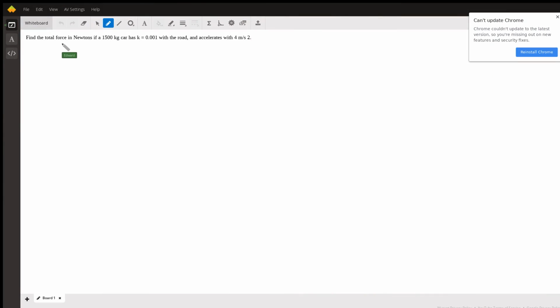So the question is find the total force. I'm not quite sure. We'll have to take a guess at what they mean by total force. In newtons, if a car has, and K, I'm guessing, is the coefficient of friction of 0.001 with the road and accelerates at 4 meters per second squared. So we have a car on a road, assuming it's horizontal, and it's accelerating.